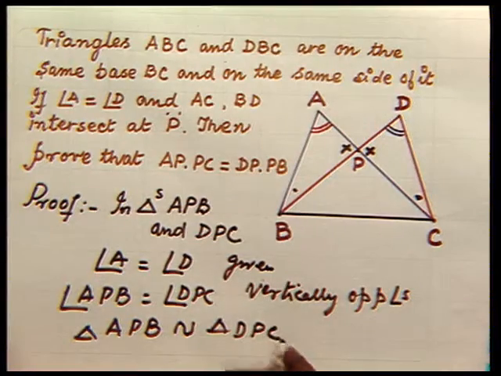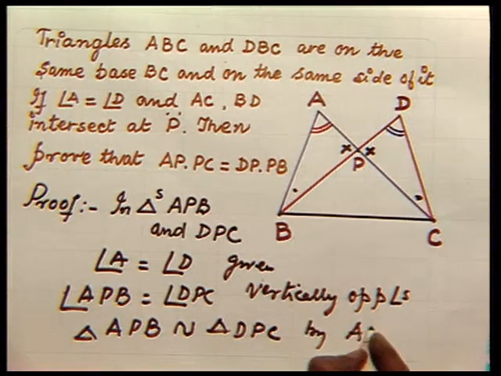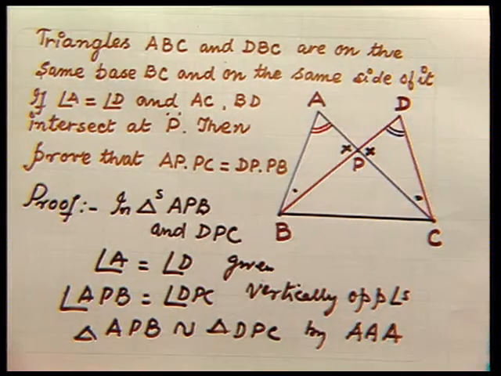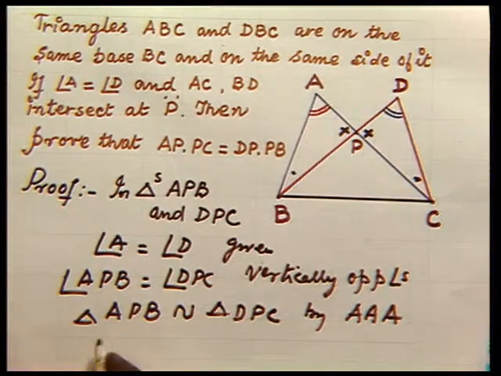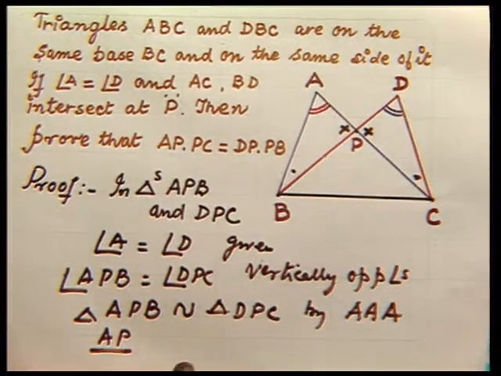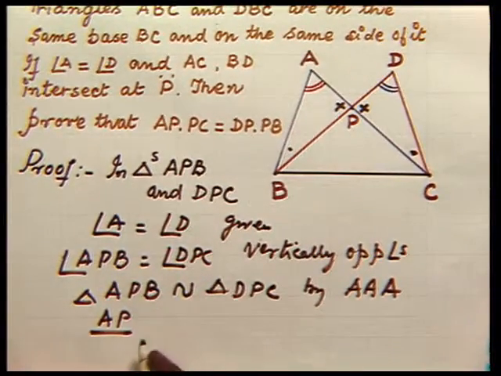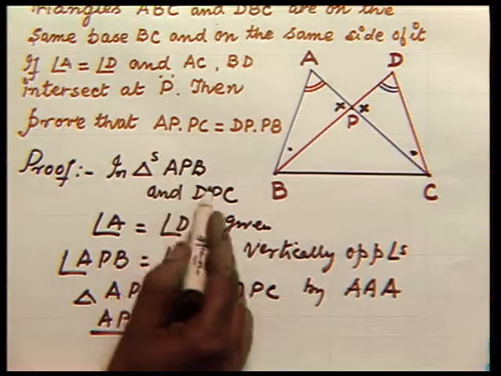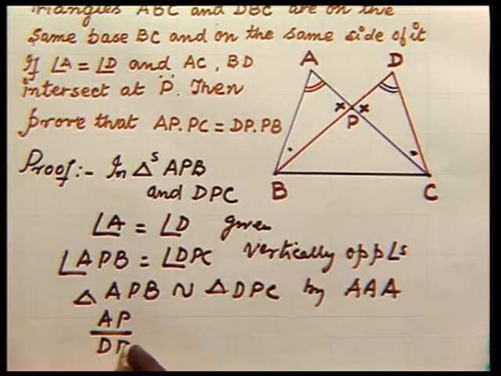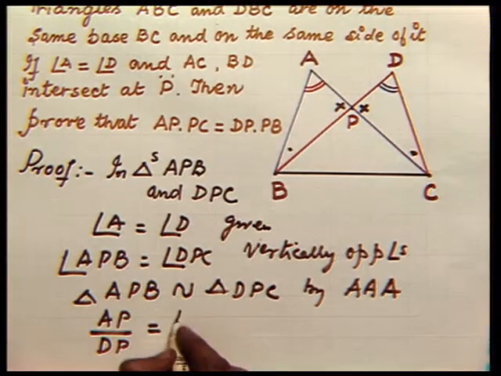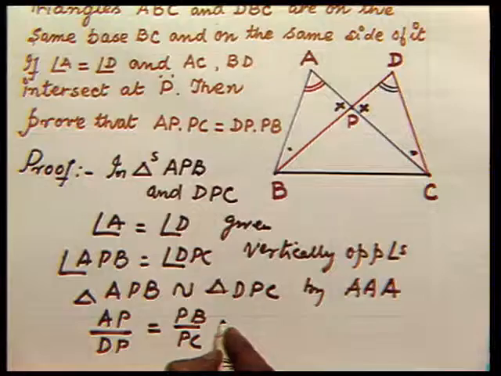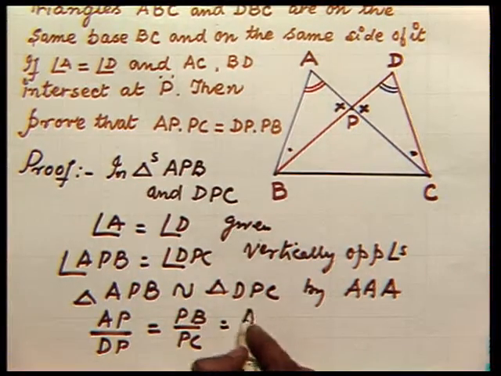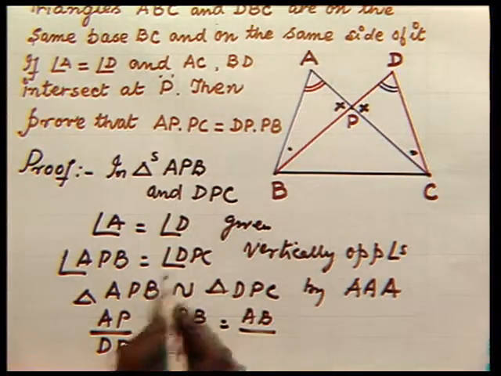DPC by AA similarity. Now, when these are similar, that means their corresponding sides must be proportional, and so we get AP upon DP, the side corresponding to AP is the side DP. This is equal to PB upon PC, and this is further equal to AB upon DC.